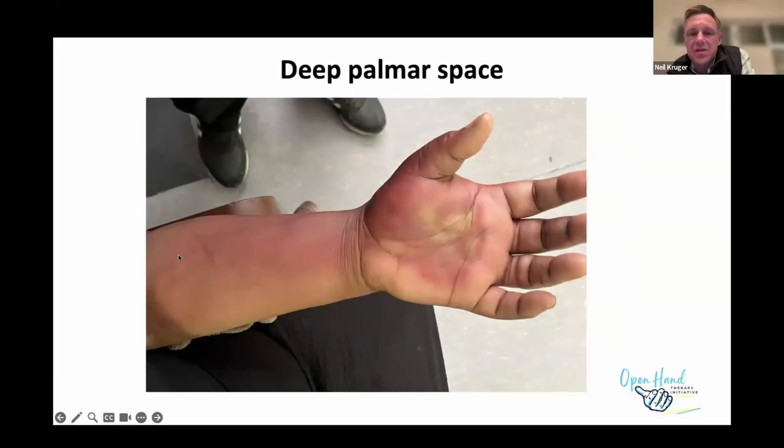Lastly, a deep palmar space infection. You can see that there's ascending cellulitis in this patient. This is another emergency as it tracks up the carpal tunnel and goes into the proximal forearm. You need to do an adequate incision and drainage. Again, admit the patient, place them on IV antibiotics, and make sure that you check them in 3 days and get them moving.